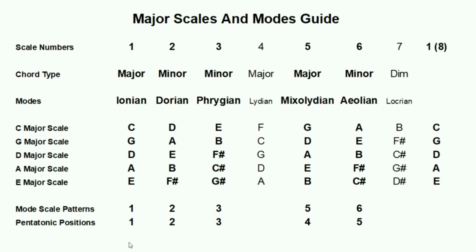Let's go back to our handy dandy chart one more time and take a look at the pentatonic positions at the bottom. Now line up your numbers and modes and you can see that number 1, Ionian, has the major pentatonic scale in the first position. Number 2, Dorian, has the major pentatonic scale in the second position. Number 3, Phrygian, has the major pentatonic scale in third position. Number 5, Mixolydian, has the major pentatonic scale in fourth position. And number 6, Aeolian, has the major pentatonic scale in fifth position.